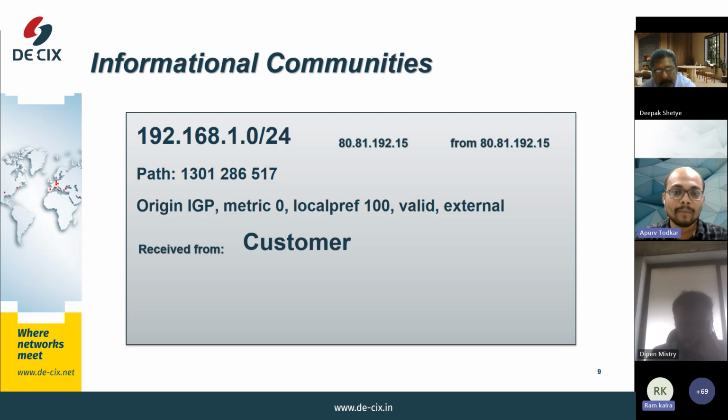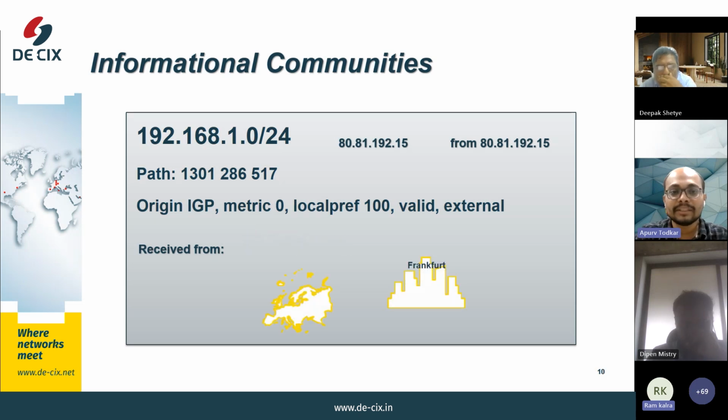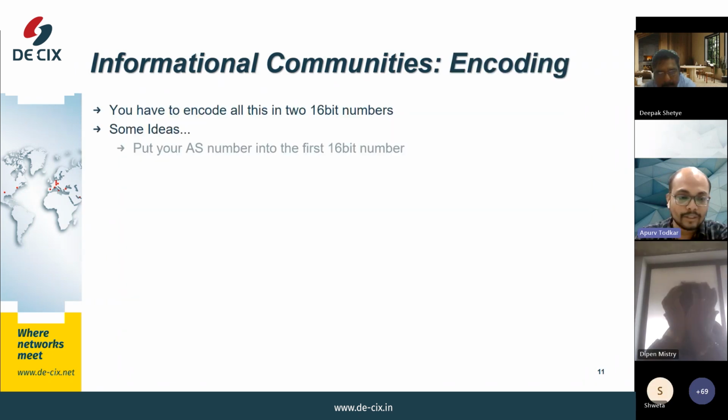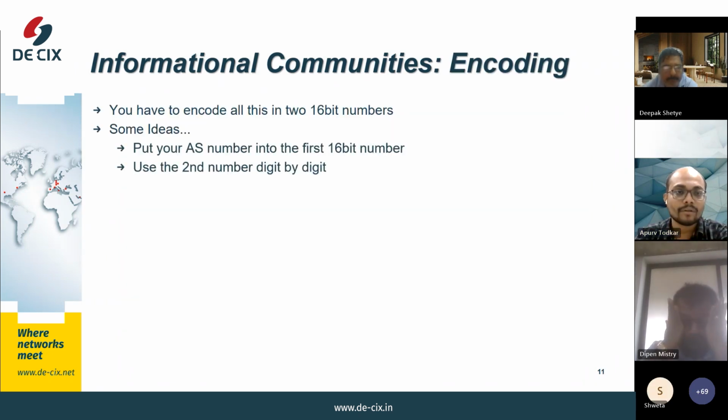So you can even combine the different details, like saying you received the BGP prefix in Europe, in Frankfurt, via a peering at DE-CIX. So BGP communities let you express all this information. Let's come to the next slide. So how do you encode this information basically?